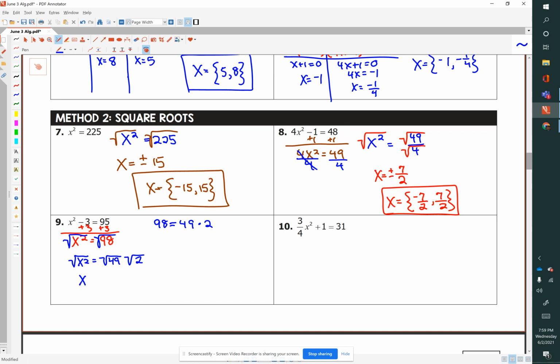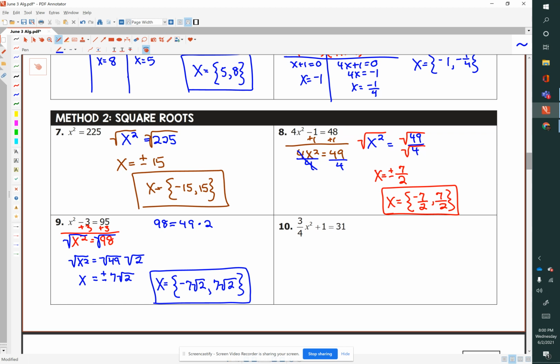Well, the square root of x squared is x. The square root of 49 is 7. So we're going to have our plus or minus 7. The square root of 2 we leave as a square root. So we just write this as an answer set. So let's start with the negative 7 times the square root of 2, and then the positive 7 times the square root of 2. And that's it. That's an irrational one. And number 10 is also irrational.